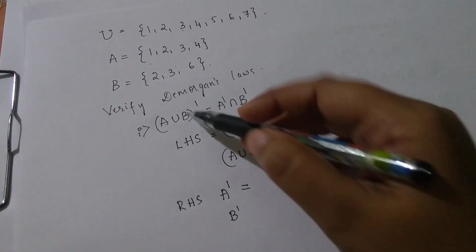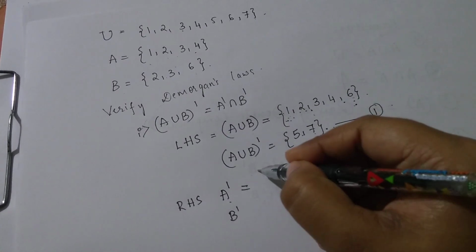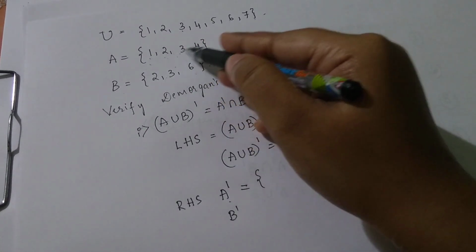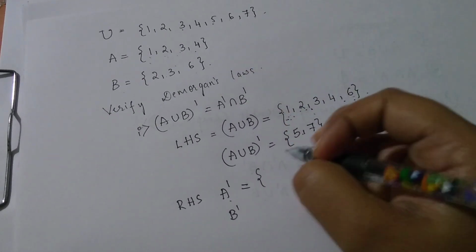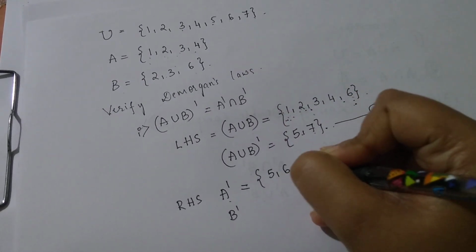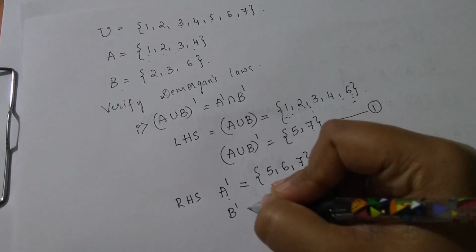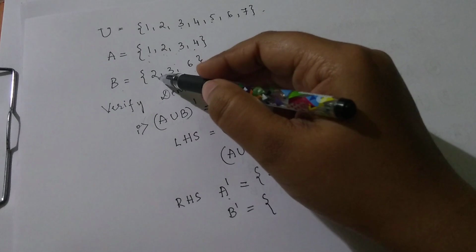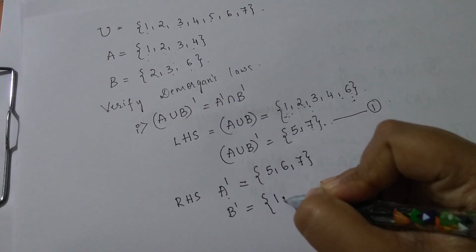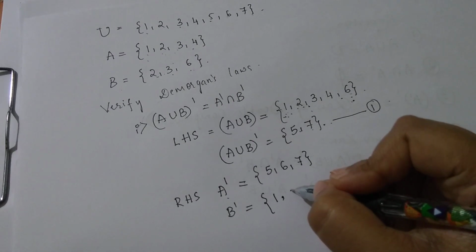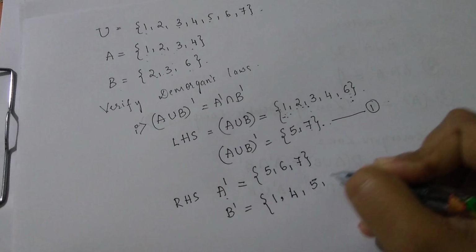Next, I want A complement only and B complement only to find right hand side. Okay. So A is what? 1, 2, 3, 4. So now I want A complement. So except 1, 2, 3, 4, what are the remaining elements from the universal set? 5, 6, 7. So A complement will be equal to 5, 6, 7. Okay. Now B complement I want. Except 2, 3, 6, write down the remaining elements. 1. Okay. 2 and 3 you should not write. 4, 5, 7.